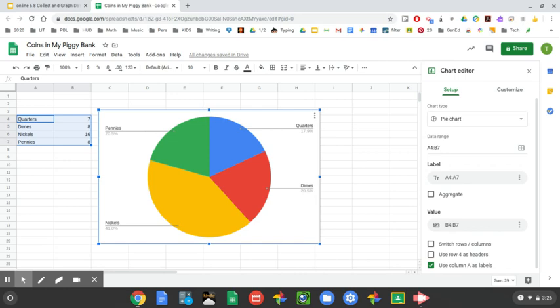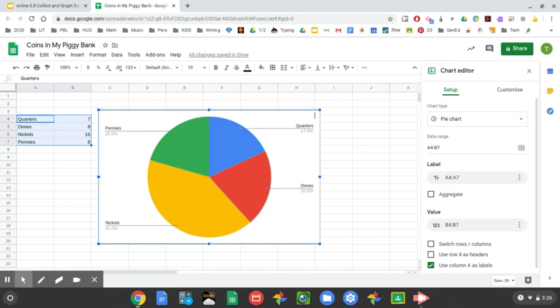Cool. So you can see right now that it shows that 20% of the coins that I have in my piggy bank are pennies. 17.9% are quarters. Again, 20.5 because I have the same number of pennies and dimes. And then 41% are nickels. Now, if you're like, well, that's pretty cool. What are some other options?